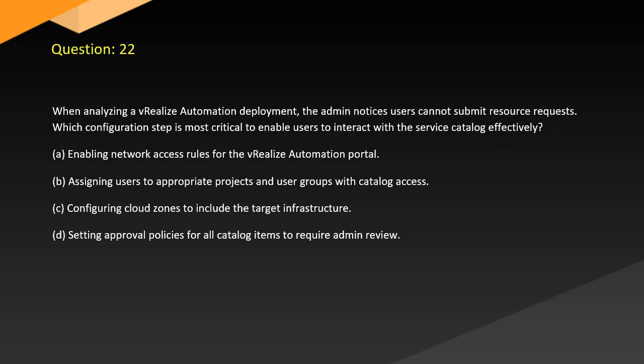Question 22. When analyzing a Realize Automation deployment, the admin notices users cannot submit resource requests. Which configuration step is most critical to enable users to interact with the service catalog effectively? A. Enabling network access rules for the Realize Automation portal. B. Assigning users to appropriate projects and user groups with catalog access. C. Configuring cloud zones to include the target infrastructure. D. Setting approval policies for all catalog items to require admin review.